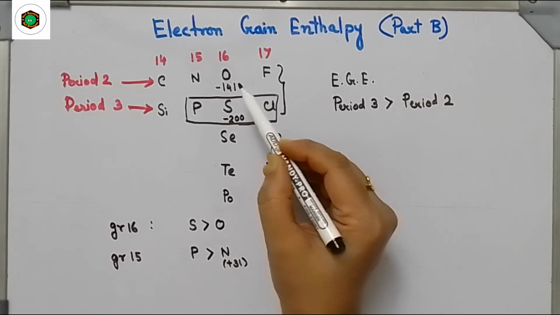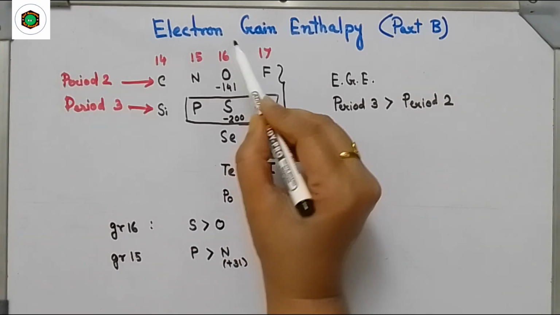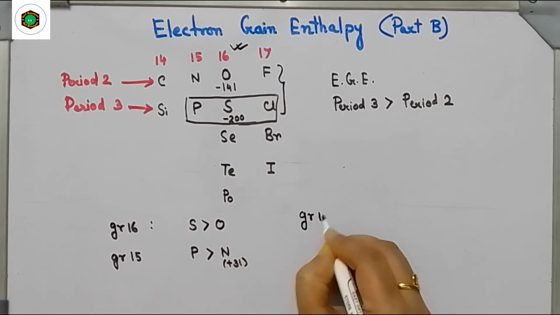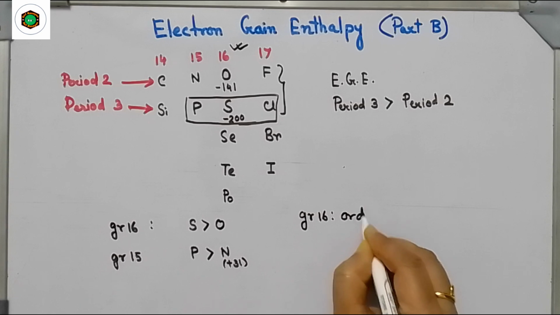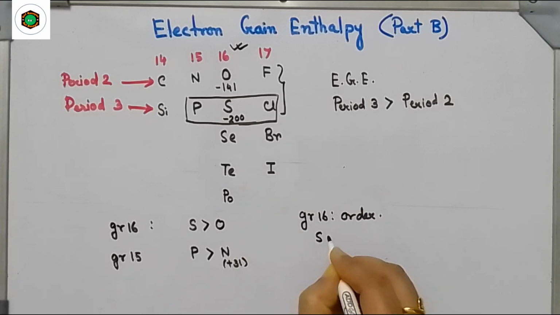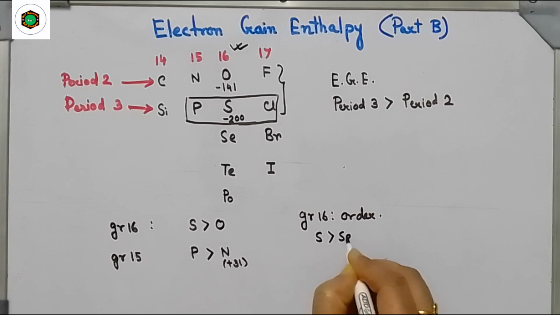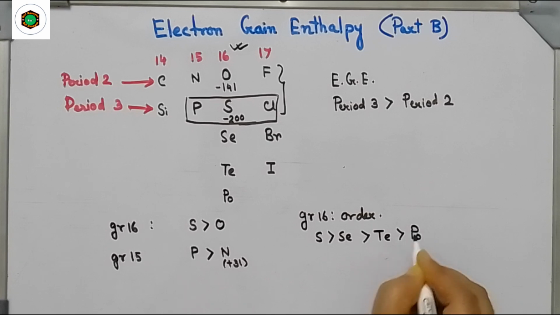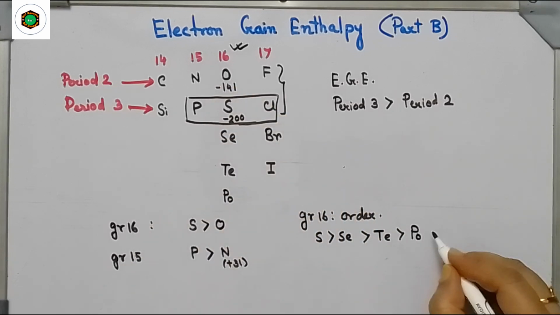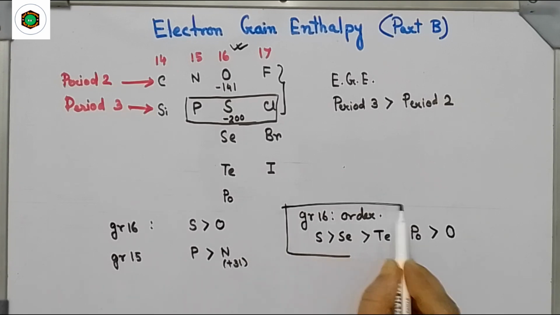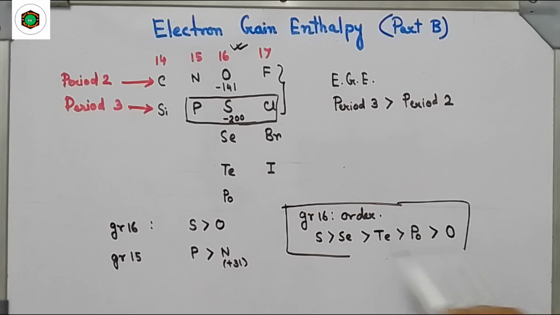Now what is the electron gain enthalpy order for group 16 elements? For group 16, what is the order? Here sulfur has the highest negative electron gain enthalpy, then the negative value decreases down the group, and oxygen has a less negative value. So this is the order. This is an important order, you have to remember this one.